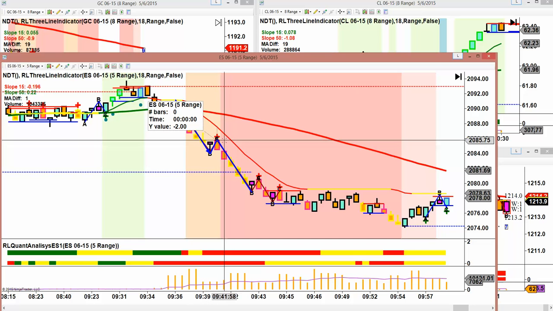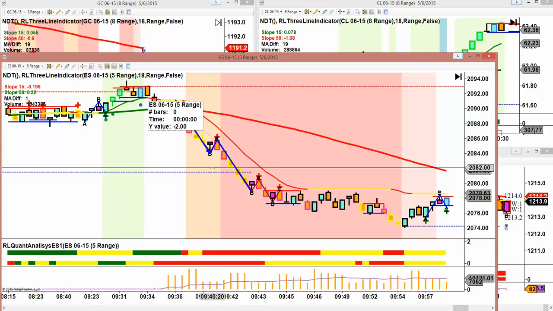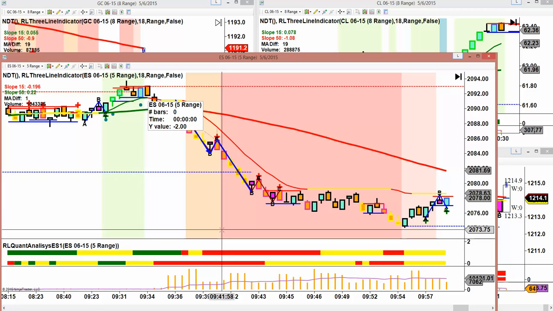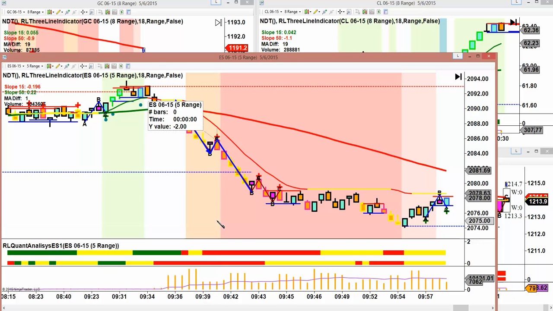It's 2 points. That's a little far. But with dual quant line confirmation right here, that's a trade that you might consider taking, although it is a little bit risky because you're a long ways off resistance.